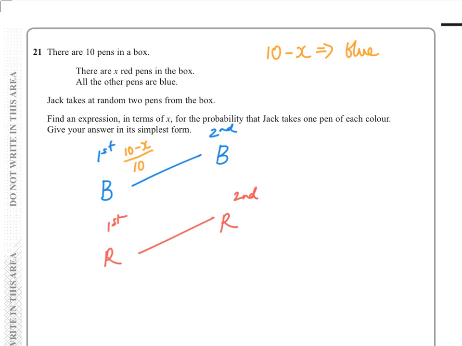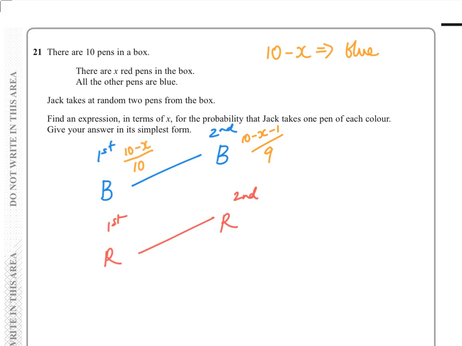When you come to do your second choice, however, there's not going to be 10 pens to choose from. There's only going to be 9. And as you've already chosen a blue, think how many blue pens there are going to be. If there were 10 minus X of them to start with, there's going to be one less than that, which is 10 minus X minus one more. And yes, we can write that as 9 minus X over 9, and we'll come to that a bit later. So that's one potential outcome, blue, then blue.